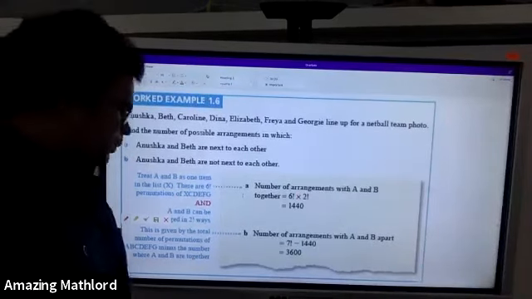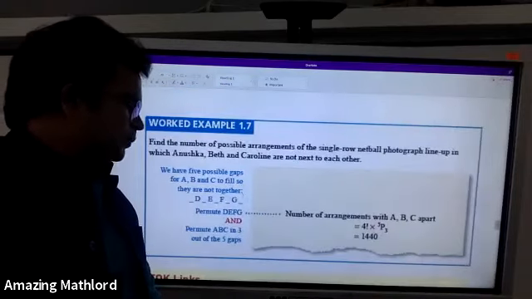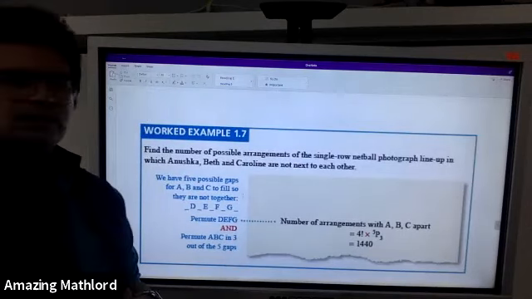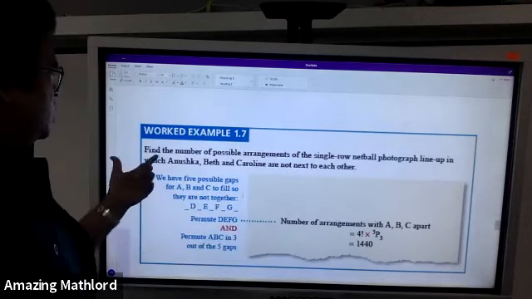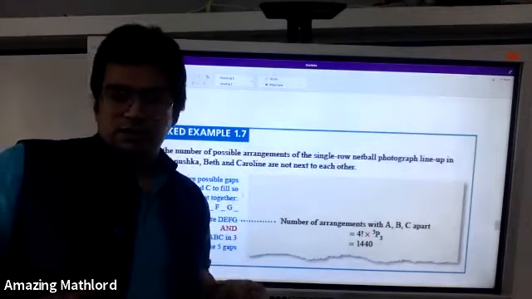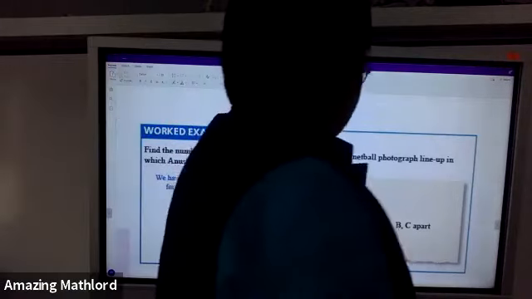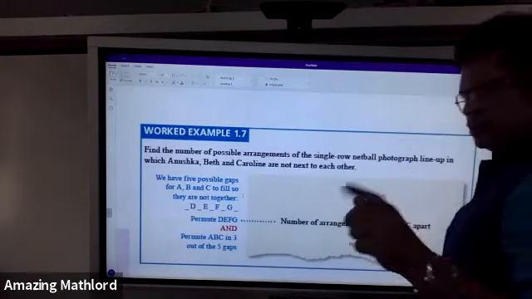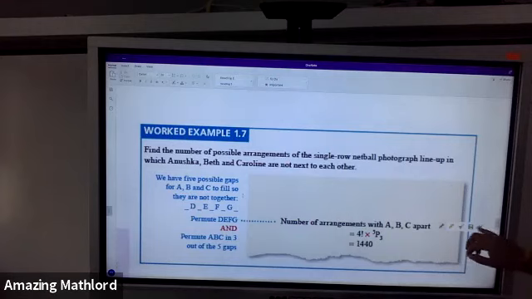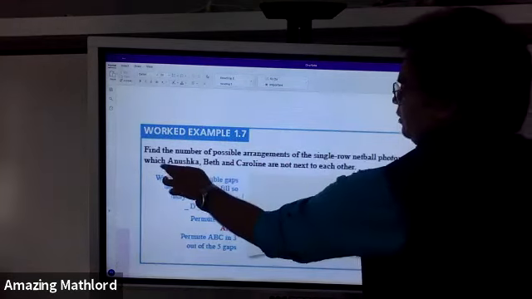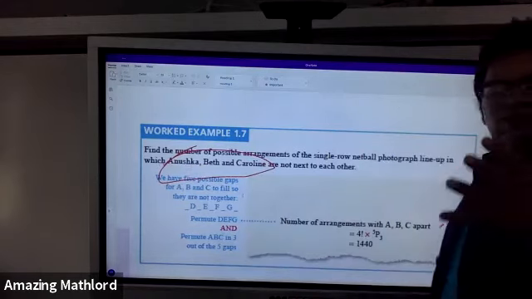So now the question is a continuation of the one we were doing earlier: find the number of possible arrangements in which Anushka, Beth, and Caroline are not sitting next to each other. Okay, they're not next to each other. Now, what does it mean? Firstly, there are 7 people. From the 7 people, I am picking these 3 of them, Anushka, Beth, and Caroline. So remaining, there are 4 people.